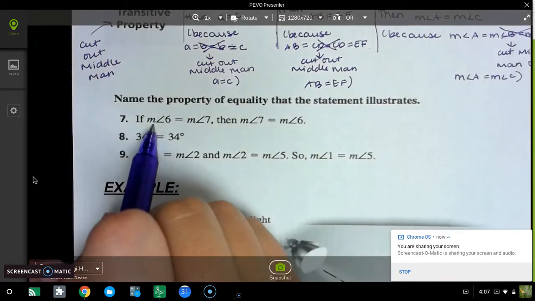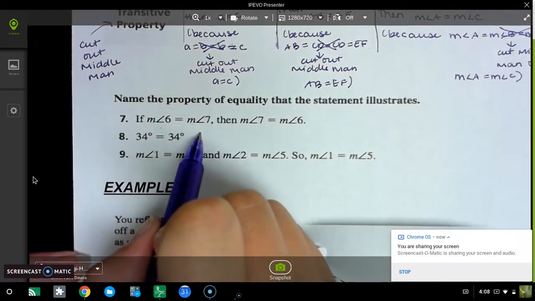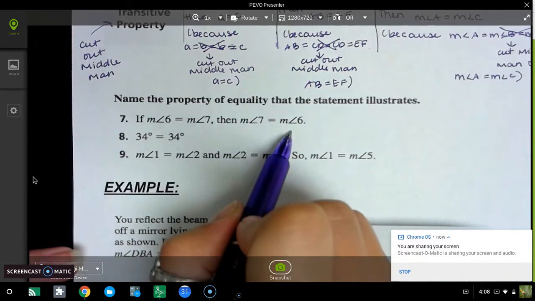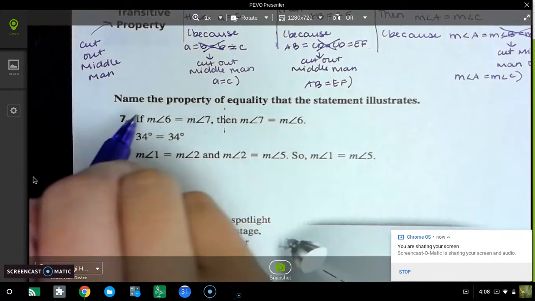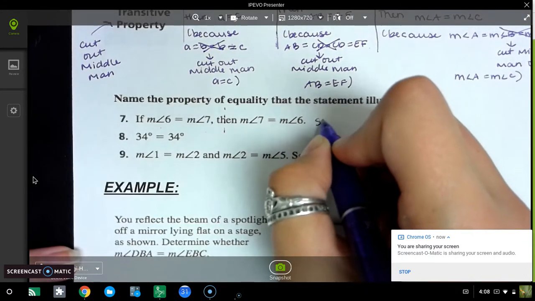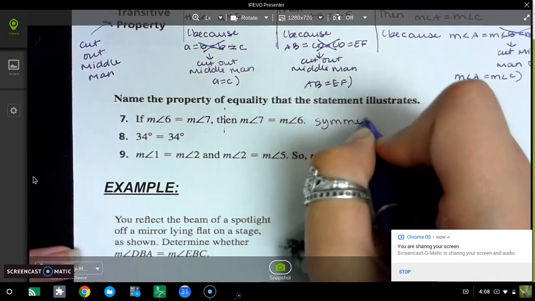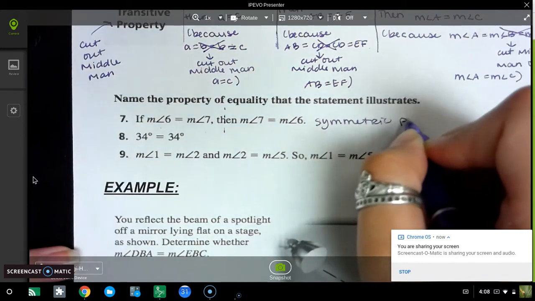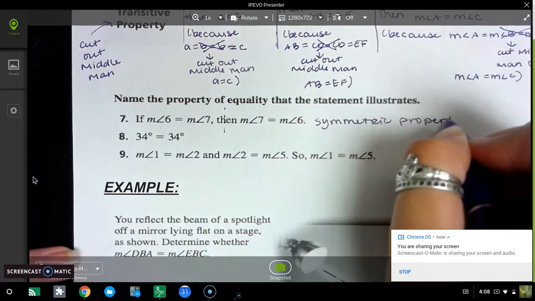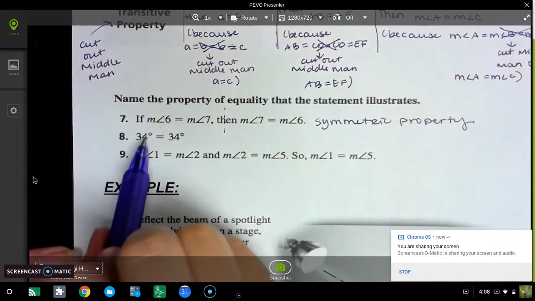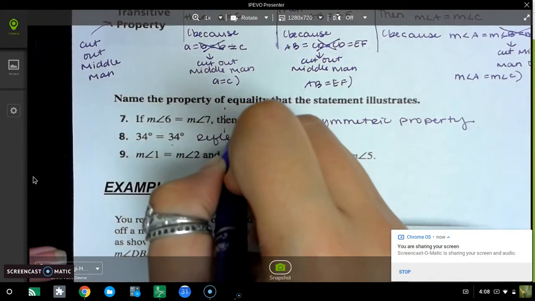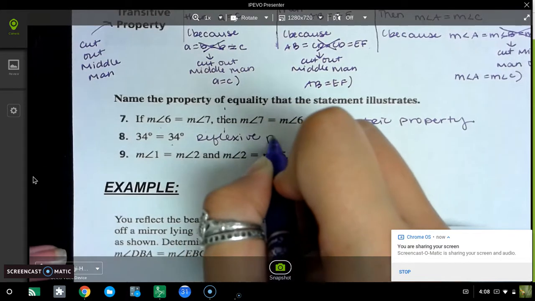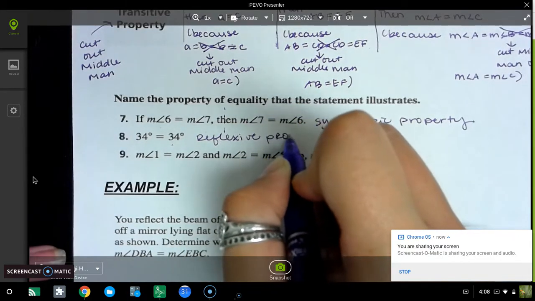So we know that if measure of angle 6 is equal to measure of angle 7, the measure of angle 7 is equal to measure of angle 6. We have a symmetric line right here. We flip it over. You know this is the symmetric property. What about this one? 34 equals 34. That's going to be our reflexive property, right? Because it just looks right back at itself.